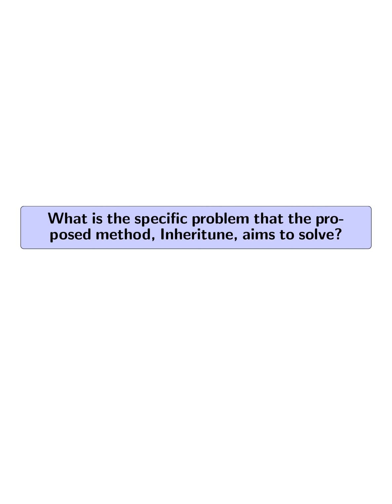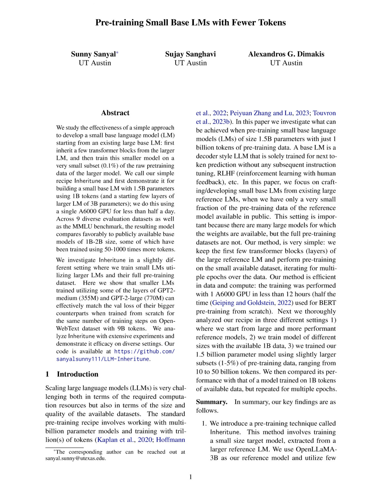What is the specific problem that the proposed method, Inheritune, aims to solve? The proposed method, Inheritune, aims to solve the problem of efficiently pre-training small base language models, LMs, in a low-data regime. Specifically, it addresses the challenge of developing competitive small base LMs with just a fraction of the pre-training data available for larger reference models.